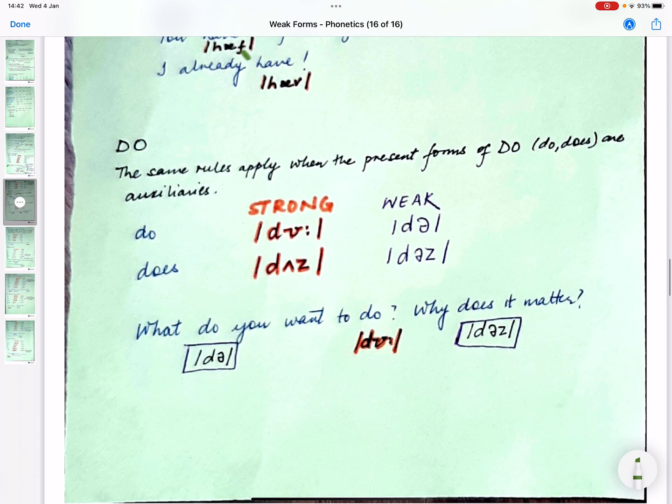The same rules apply when you use the present forms of the verb to do, like do and does, when they function as auxiliaries, when they function as helping verbs. So what do you want to do, and why does it matter? So you can see at the end of a sentence, do you use in the strong form, otherwise you just use their weak forms.